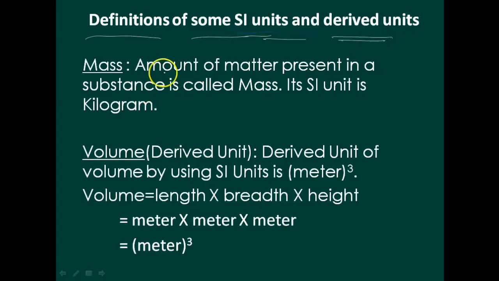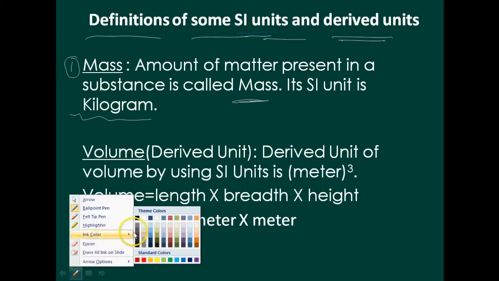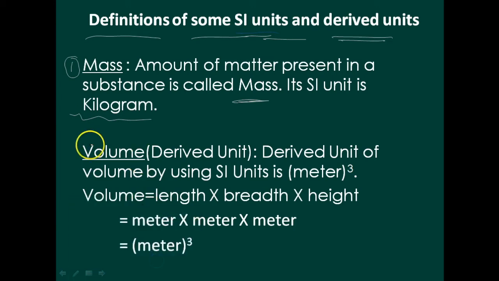Consider the mass. First one is mass. Mass means the amount of matter present in a substance. This is called mass. Its SI unit is kilogram, okay. Mass and its SI unit is kilogram. Please note down this definition. Amount of matter which is present in a substance is called mass.